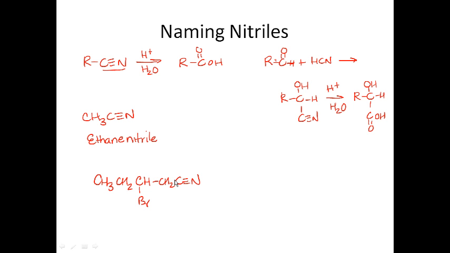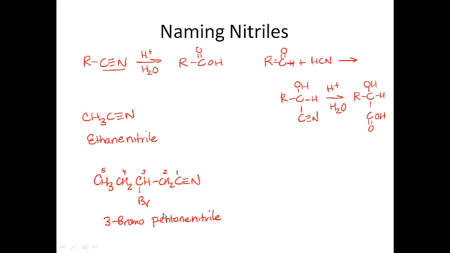Now, nitriles automatically, if there's no other higher priority functional group in it, are going to get carbon 1. So I'm going to say, okay, this is carbon 1, 2, 3, 4, and 5. So this is going to be a pentanenitrile, and you don't need the 1 because it's assumed that the nitrile is automatically carbon number 1. And in this case, I would say this is 3-bromopentanenitrile.